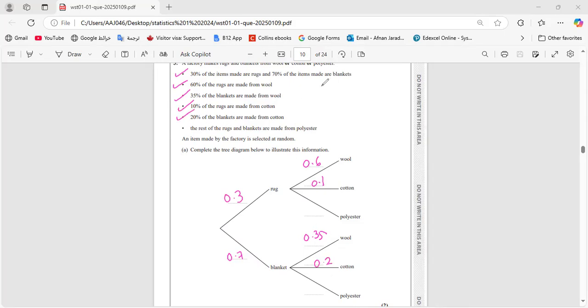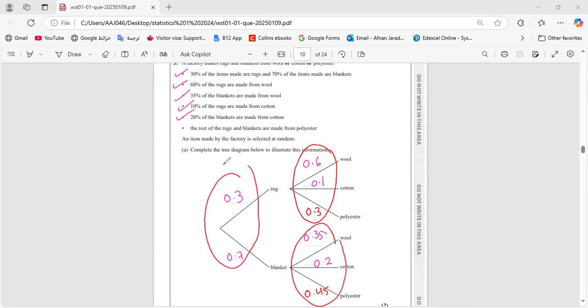The rest of the rugs and the blankets are made from polyester. So how can I find the rest? You need to know that the sum of all of these must equal 1. So 0.6 plus 0.1 equals 0.7, so what's left is 0.3. And 0.35 plus 0.2 equals 0.55, so you need to add 0.45 to make it equal 1. So complete the tree diagram.